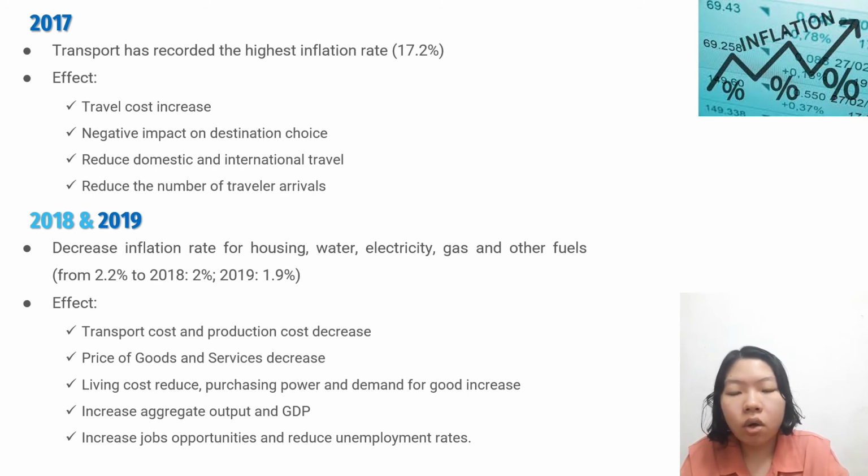The high demand along with the lower cost of production will then encourage the firms to increase their production, and this will cause Malaysia's aggregate output and GDP to increase. Moreover, the expansion of production also will lead to an increase in job opportunities. So this will help Malaysia to reduce the unemployment rate.